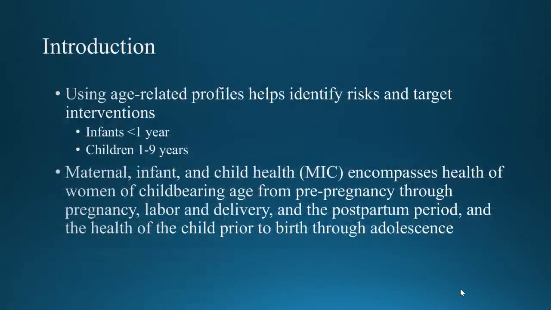Moving on to the content for this week. We look at age-related profiles to help identify risks and target interventions. For the first two age groups we will discuss, we'll talk about infants, which is 1 year or less, and then children, which is considered years 1 through 9. Maternal, infant, and childhood health encompasses the health of women of childbearing age from pre-pregnancy through pregnancy, labor, and delivery, as well as the postpartum period, and then the health of the child prior to birth all the way through adolescence.